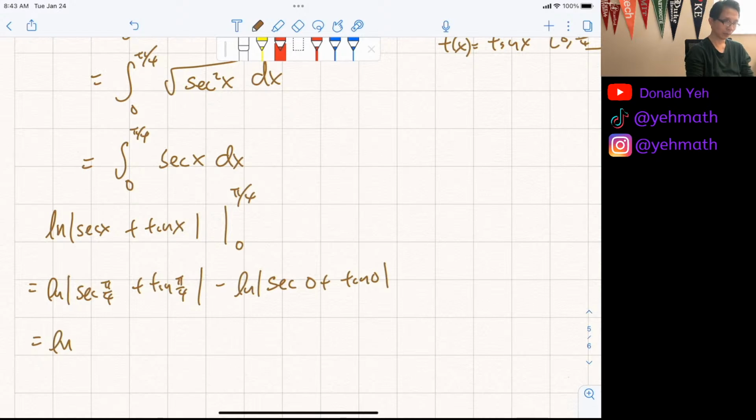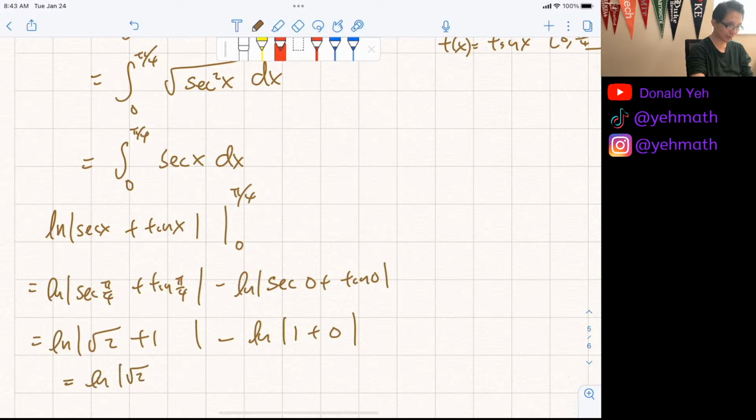What is secant of pi over 4? Radical 2, I think. Plus 1, and then minus natural log of 1 plus 0. So it'll be natural log of the absolute value of square root 2 plus 1.